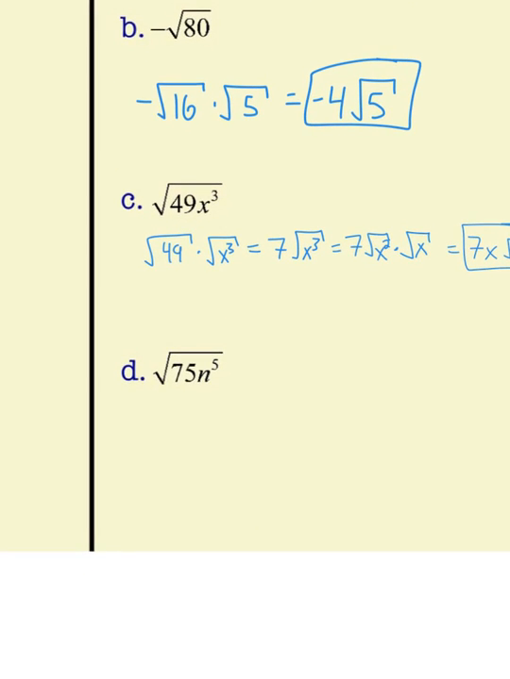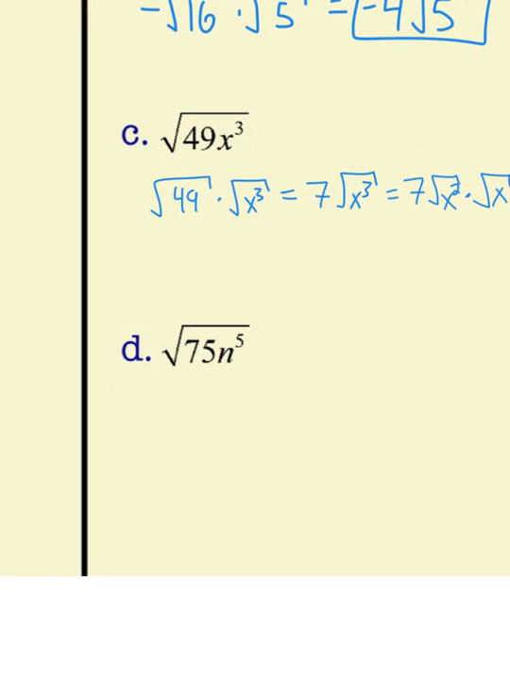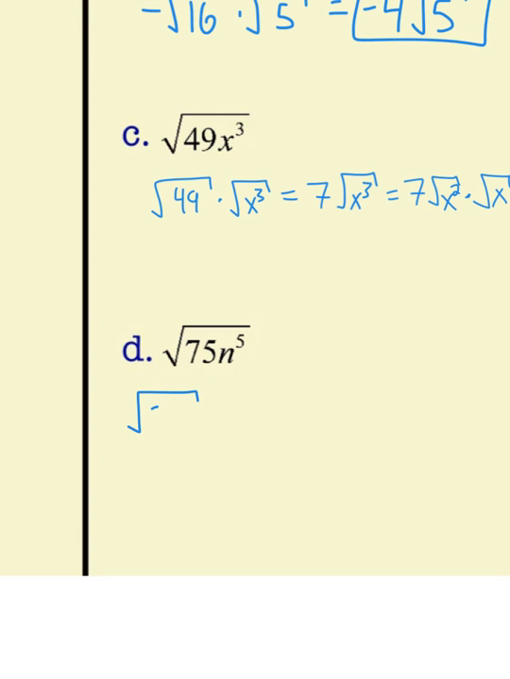All right, the variable in part D has a larger exponent, but we're actually going to break it up the same way. So we'll take care of the numbers. Square root of 75, we're going to break into the square root of 25 times the square root of 3. And then the square root of n to the power of 5, we're going to break up into as many n squareds as possible. So the square root of n squared times the square root of n squared times the square root of n to the power of 1. Now notice the exponents add up to 5. So 2, 2, 1, that equals 5.